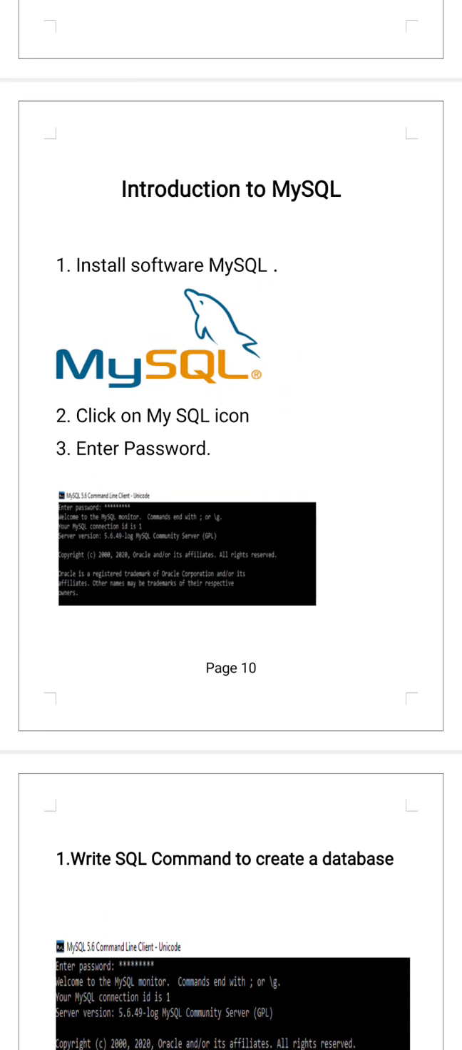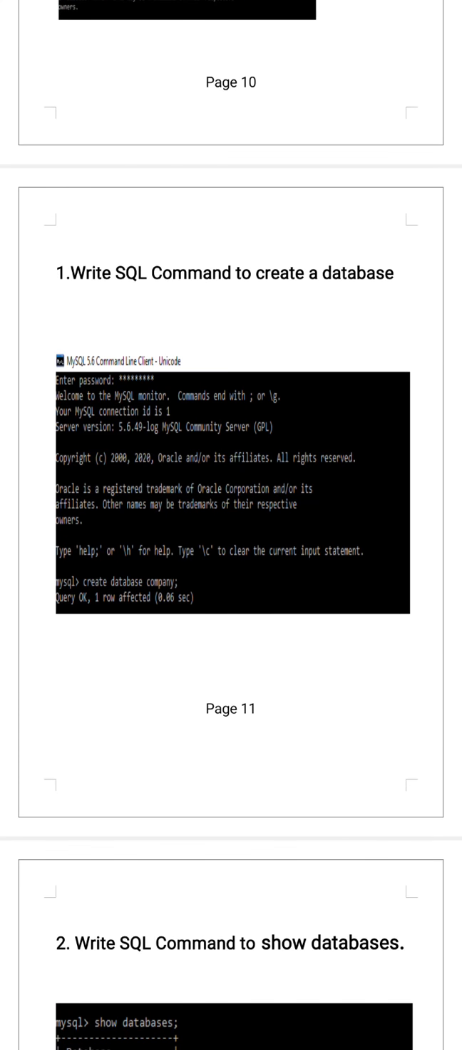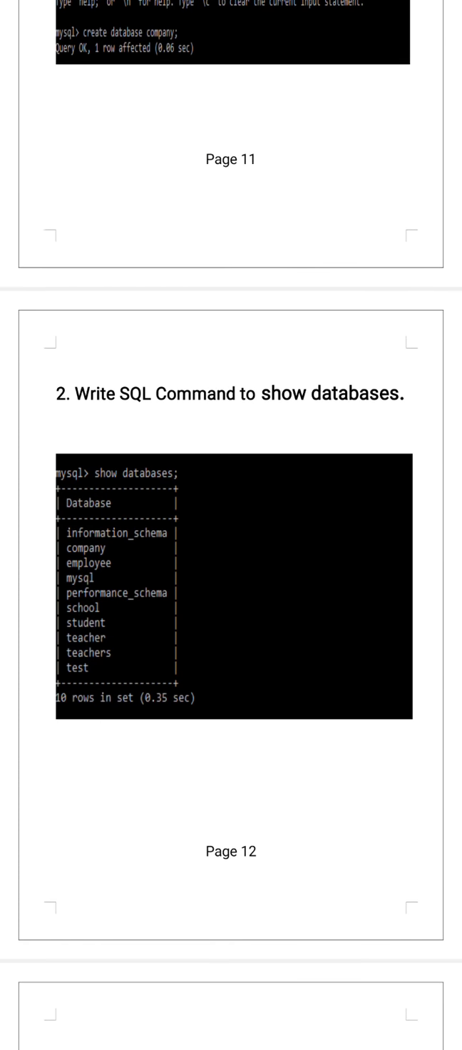So these are again the steps: firstly you have to install the software. After that, click on the MySQL icon, and this is a password. You have to enter the password for MySQL software. After that, to create a database, what is the command for that? This is create database, then the database name. After that, show databases. For show databases, the command is show databases followed by a semicolon.